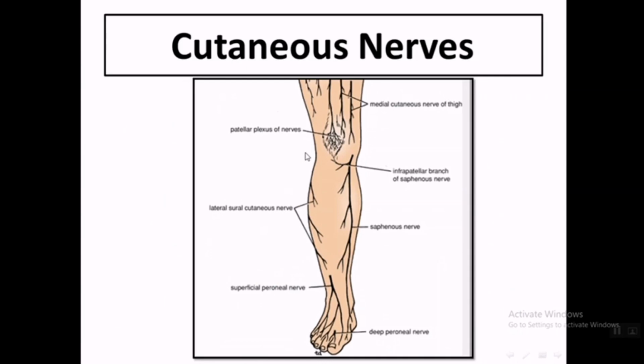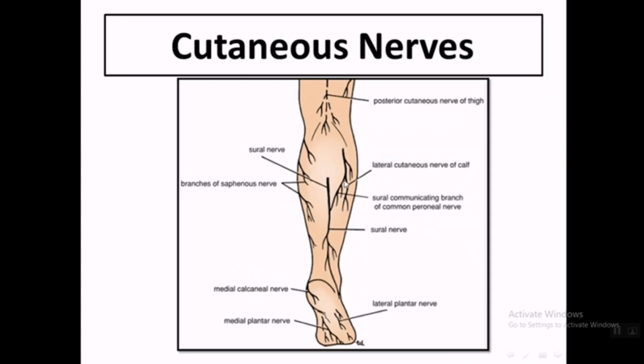What are the cutaneous nerves that supply the skin of the leg? First, the lateral sural cutaneous nerve, supplying the upper part of the anterolateral surface of the leg. Next, we have another nerve that is called superficial peroneal nerve, which is a branch from the common peroneal nerve, supplying the lower lateral part of the leg. Another nerve, the saphenous nerve, which is a branch from the femoral nerve, supplying the anteromedial surface of the leg.